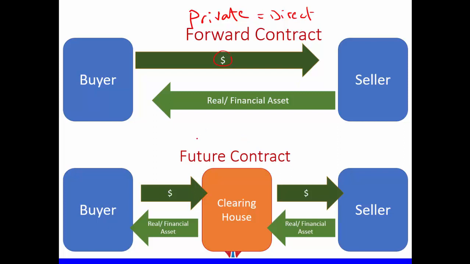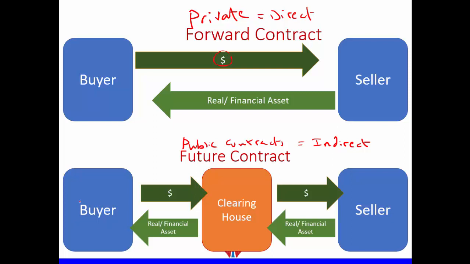But futures contracts are considered public contracts. What do you mean by public contracts? This means that this is an indirect relationship between the buyers and sellers. If a buyer would like to buy any real or financial asset, they will go to the stock market and buy it through the clearing house. Therefore, the stock market or the clearing house will match the buyer with the seller. So the buyer doesn't know the seller and the seller doesn't know the buyer. Both buyers and sellers give an order to the stock market and the stock market matches them.